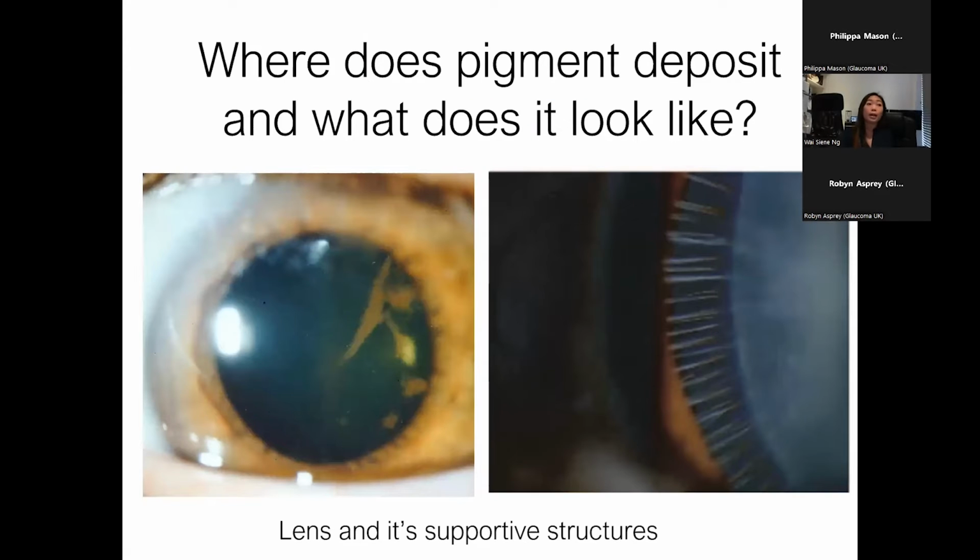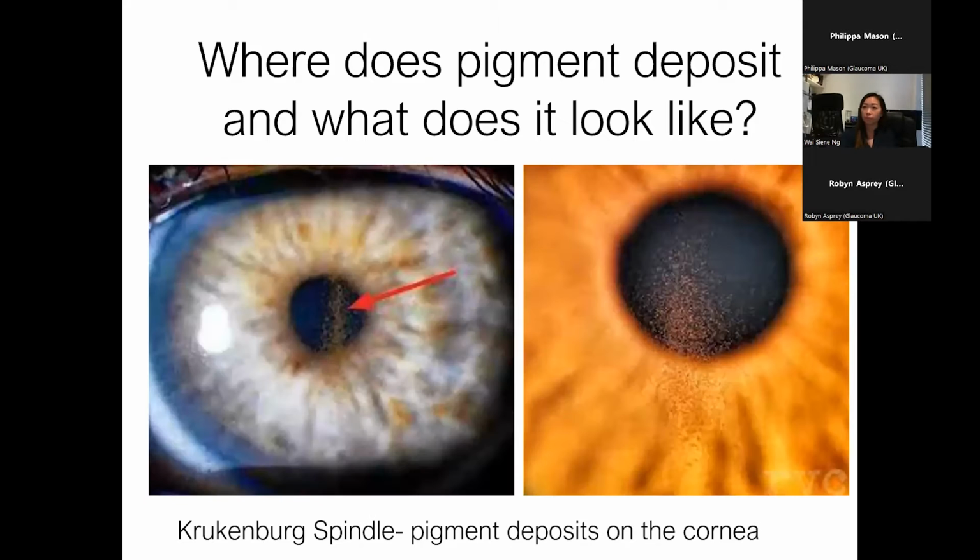Now, what does it look like when it's deposited in the front of the eye? It's, again, very pretty and is used in exams a lot. Here you see it deposited on the lens and its supportive structures. You can see it deposited on the front of the eye, which is called the cornea. It's on the inside of the cornea. And it looks like a spindle. And it's even got a name, called Krukenberg spindle, named after the person who first noticed it.